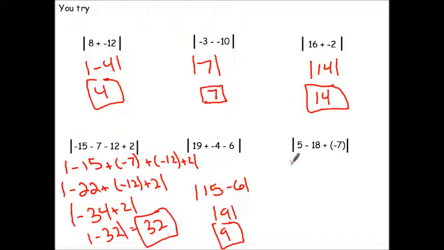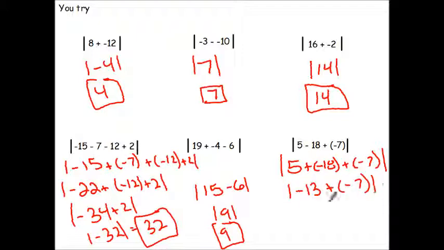Alright, let's take a look. So I'm going to change this to 15 plus negative 18 plus a negative 7. I'm going to take the absolute value of all of those. So 5 plus negative 18 is a negative 13, plus negative 7. Now I got negative 13 plus negative 7 is a negative 20, and the absolute value of negative 20 is 20. So that's just how we solve anything with more than one number in it for absolute values.